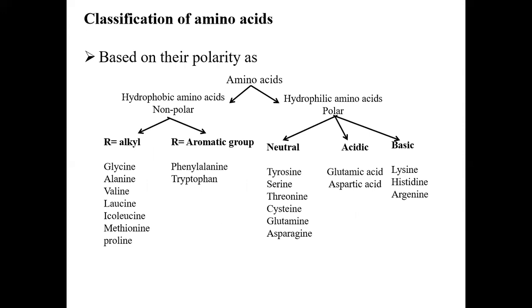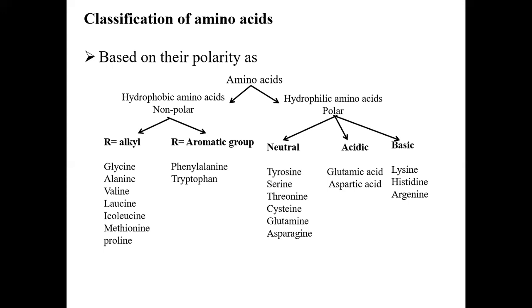There are two bases on which we can classify amino acids. The first basis is polarity. Amino acids could be classified as non-polar and polar amino acids. Non-polar amino acids are the hydrophobic amino acids, and in these, the R group is attached with an alkyl group or an aromatic group.